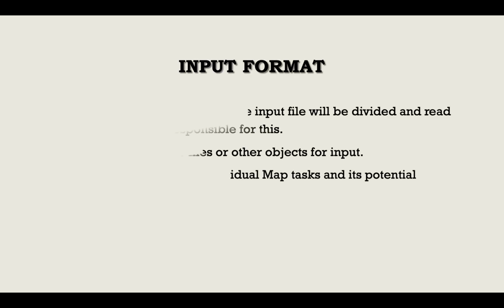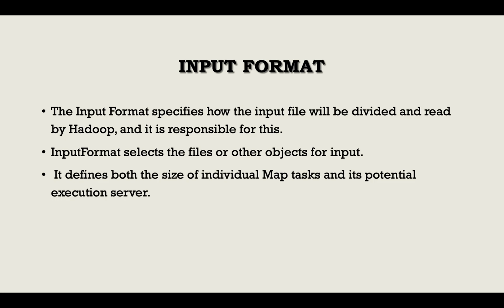Hadoop can process many different types of data format, from flat text files to databases. At start, we have input files where the actual data is stored. These input files are divided into blocks or splits by input format and then are distributed across the cluster. Input format specifies how the input file will be divided and thus read by Hadoop.